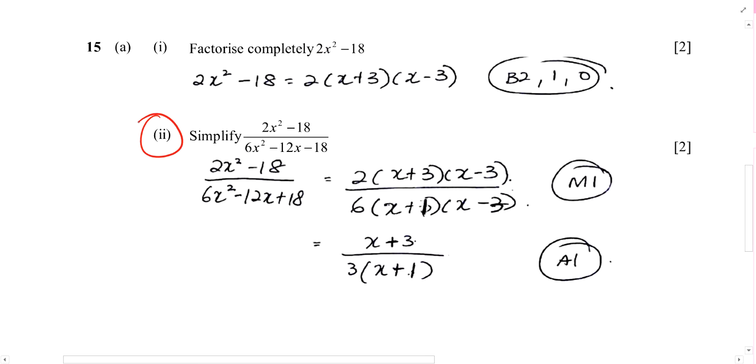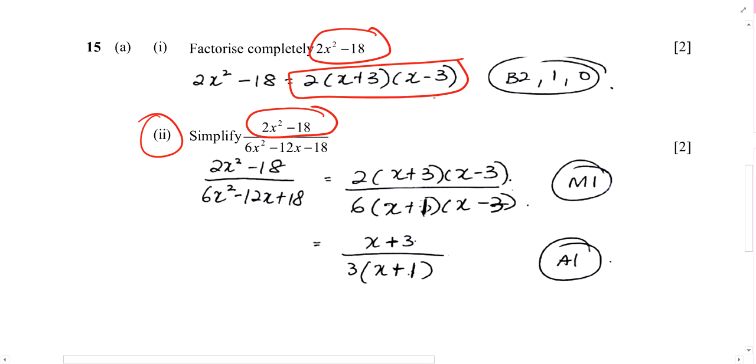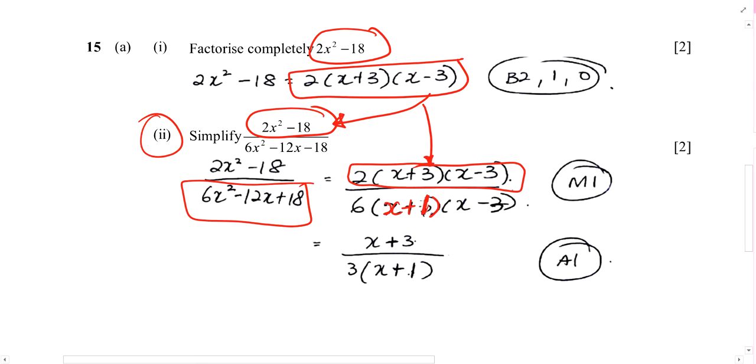Part 2, you see that the numerator is the same. You must use your answer to replace it. Put it over here. Then the denominator can also be factorized. So you get 6 times x plus 1 with x minus 3, which we can cancel. x minus 3, x minus 3. 2 and 6. This is the simplest form already.